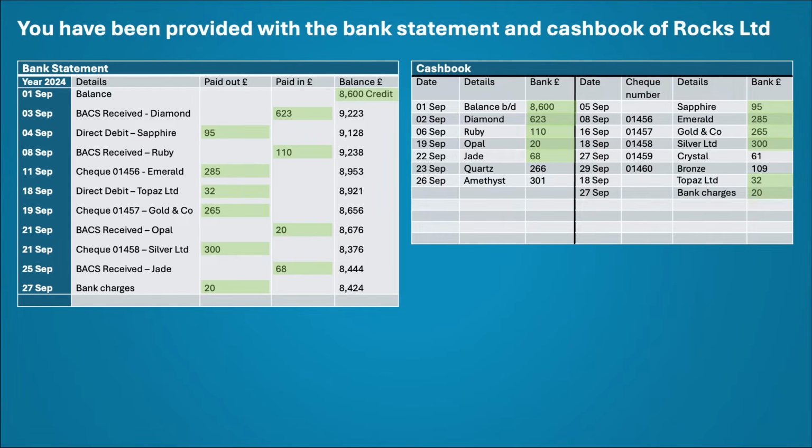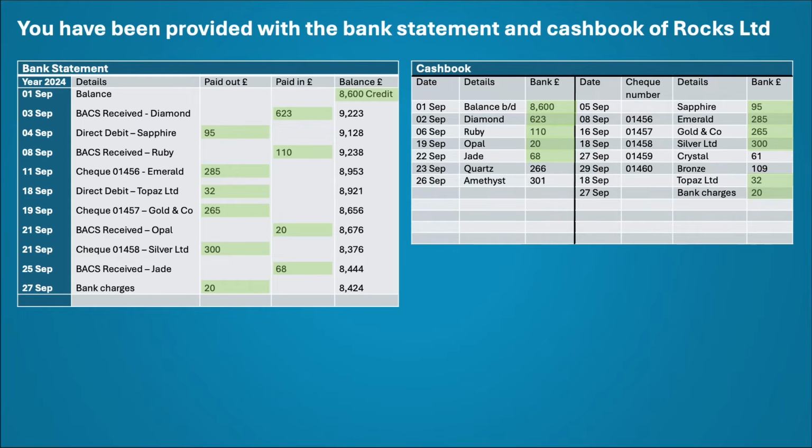And what we can do, now that we've entered those in, is just highlight the transactions to say that they're included in both. So now that we've done that, it's left us with just the items on the cash book that have not yet appeared in the bank statement. So we can see that we've got two payments in, and they're for quartz for £266 and amethyst for £301. And then we've got two payments out for crystal of £61 and bronze for £109.